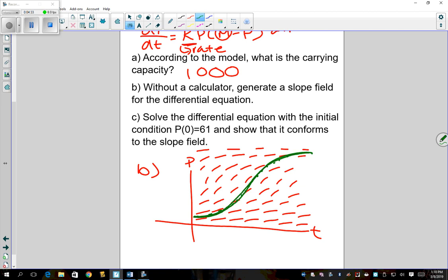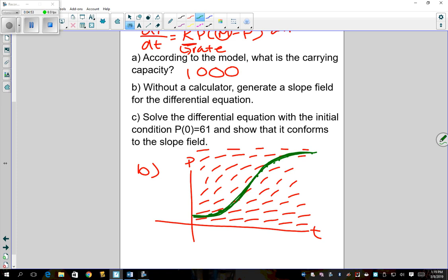Here we go. So what's happening is I'm starting off slow and then I'm growing really, really fast, and then I'm evening out once I get closer to that carrying capacity. So that is just a general shape that we will see when it comes to logistic models.